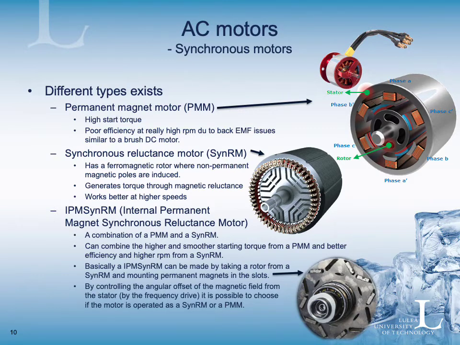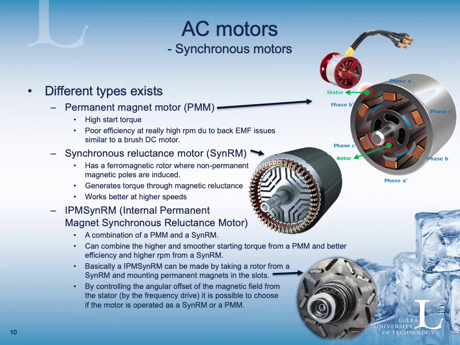In the middle we have the synchronous reluctance motor. Here we don't have any windings or any permanent magnets in the rotor. We have a ferromagnetic rotor where non-permanent magnetic poles are induced by the stator windings. This generates torque through magnetic reluctance. But due to how this works with the magnetic reluctance, it actually performs much better with higher speed, and it doesn't perform very well at low speeds.